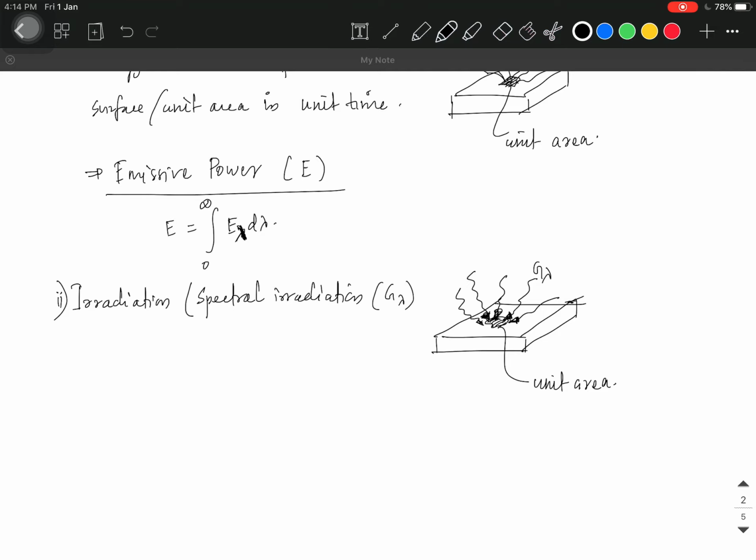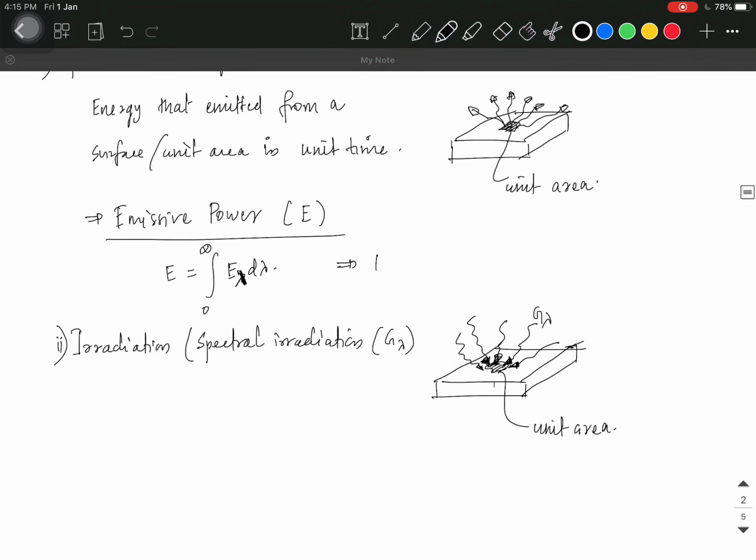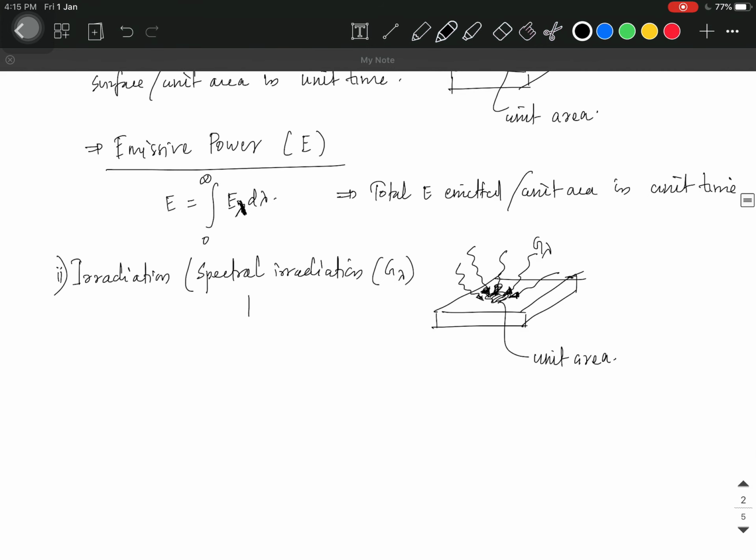Okay, if we are considering a single wavelength of thermal radiation, then the irradiation is called the spectral irradiation. And if we are considering entire wavelengths of the thermal radiation that is incident on a particular body per unit area in unit time, then we will be dealing with the irradiation. Okay, so the emissive power is nothing but the total energy emitted per unit area in unit time.